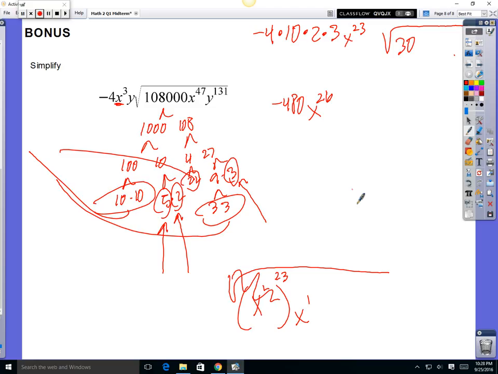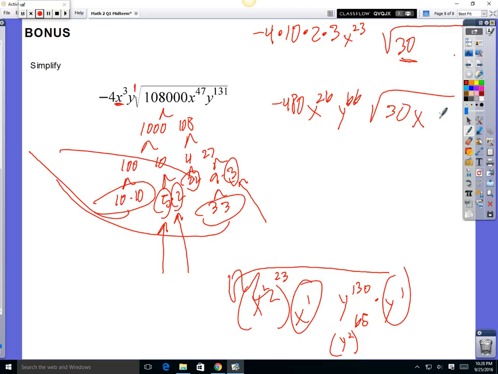And your y to the 131 is going to be this. I'm going to do this 130 times y to the 1. Okay, now in 130, how many 2's are in 130? How many squares divided by 2? This is the same thing as 65 squares. So I am bringing out 65 squares. And there's already one out here. So there should be 66 squares. So my 30 stays in. My leftover x and my leftover y stay in. And that is it.